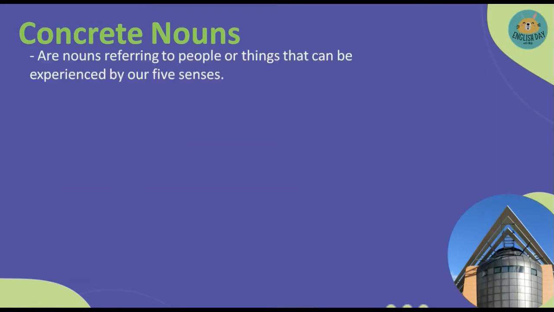These are nouns referring to people or things that can be experienced by our 5 senses. Our 5 senses are the sense of sight, smell, hearing, taste, and touch. Now let's have some examples. Ice cream, perfume, buildings, rain. Let's have some example sentences.